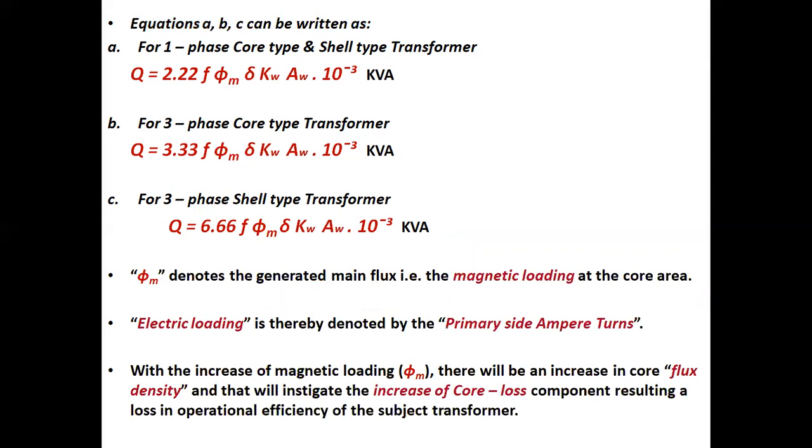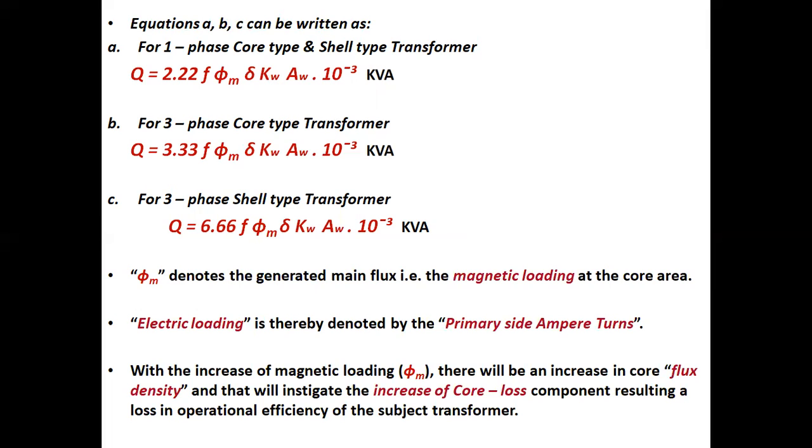From equations A, B, C can be written as: for single phase core type and shell type transformer, Q equals 2.22 F phi m delta KW AW into 10 to the power minus 3 KVA. For three-phase core type transformer, it can be written as 3.33 F phi m delta KW AW into 10 to the power minus 3 KVA. And for three-phase shell type transformer, Q equals 6.66 F phi m delta KW AW into 10 to the power minus 3 KVA.